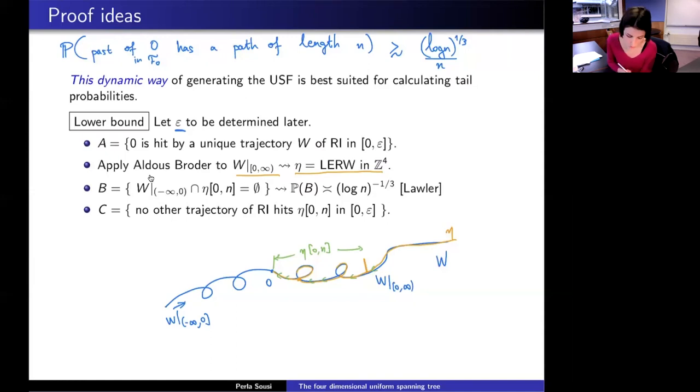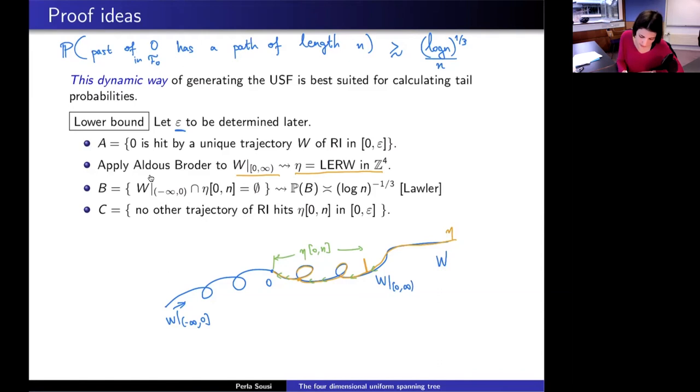And so since we want the past of 0 to contain a path of length at least n, and we just want a lower bound, I'm just going to give you a strategy for getting this lower bound. So the strategy is the following. If the first n points of eta, so if eta[0,n] survives the whole Aldous-Broder procedure, then this is going to be in the past of 0. So what do I mean by survives the Aldous-Broder procedure?